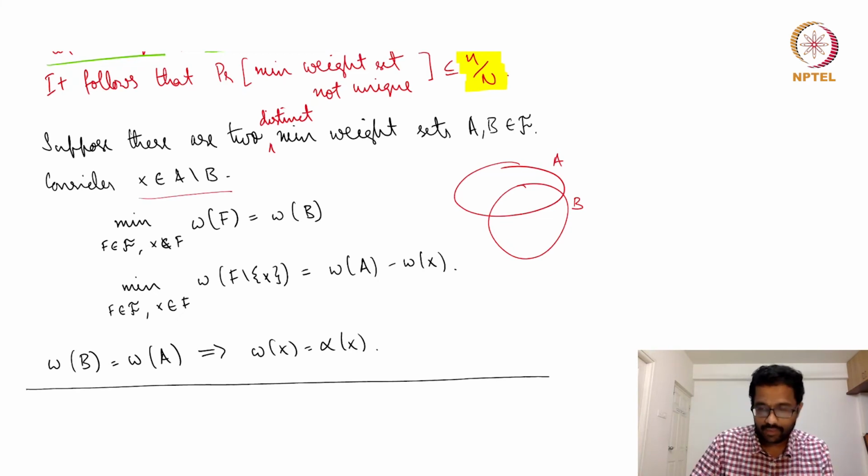So in the first term, you are picking the f for which the weight is the smallest and x is not in that set. B will feature in that minimum, so one of the sets for which this is minimized is B. So the first term is WB.